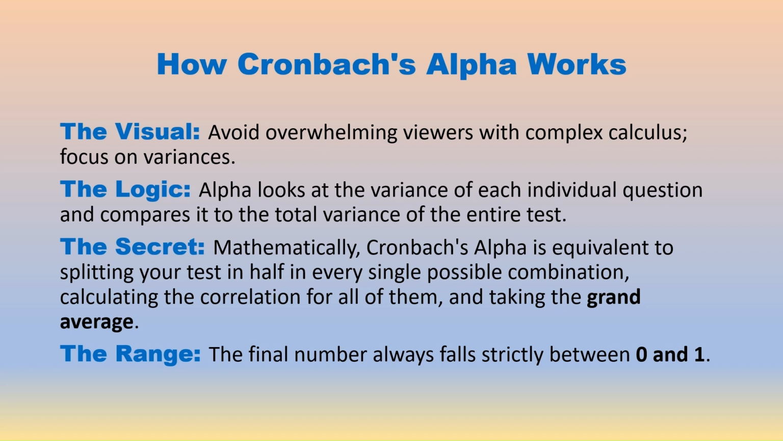Mathematically, Cronbach's alpha is equivalent to splitting your test in half in every single possible combination, calculating the correlation for all of them, and taking the grand average. The range: the final number always falls strictly between 0 and 1.